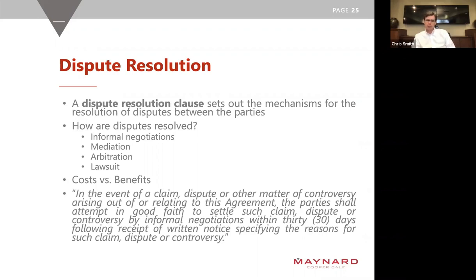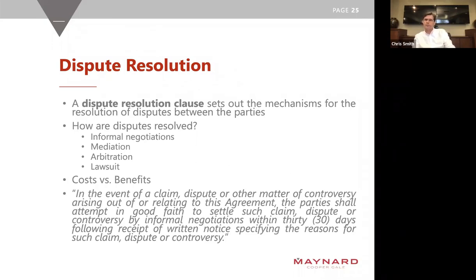You see a sample provision here at the bottom. In the event of a claim dispute arising out of the agreement, the parties shall attempt in good faith to settle the claim by informal negotiations, following receipt, specifying the reason. So if you have this type of provision in your agreement, what the net effect is to prevent either party from going out and just filing a lawsuit without trying to have some type of discussions, negotiations about settling that outside of court. Now, I'm sure your knee-jerk reaction is, well, that's perfect. That should be in every dispute resolution provision we sign, in every agreement we sign.